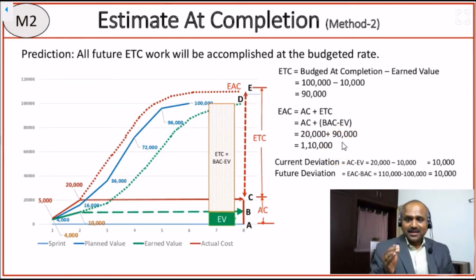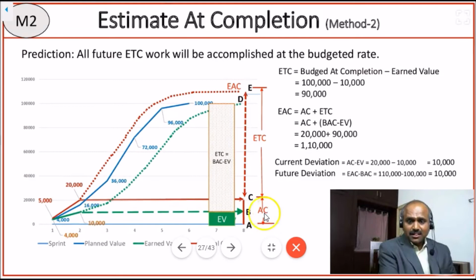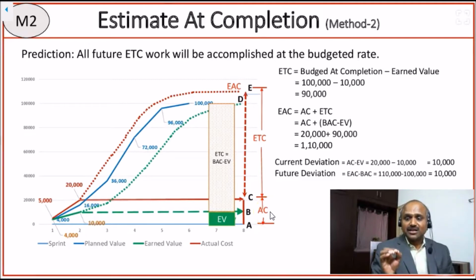If you understand, the current deviation is $10,000, because the actual cost is $20,000 but we earned only $10,000. That deviation is going to continue. The remaining part of the work will be completed on the planned or budgeted assumptions. That's why we are saying there is $90,000 worth of work to complete. That money plus the already spent $20,000 is $110,000. So that is estimated completion. In this context, we will calculate estimated completion like this.